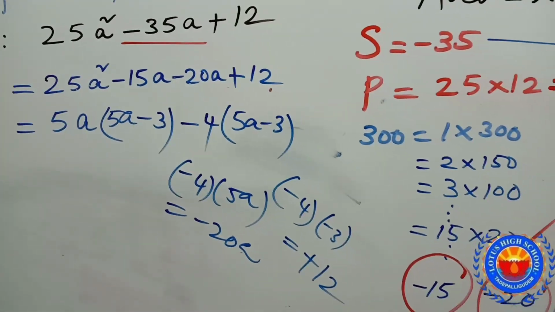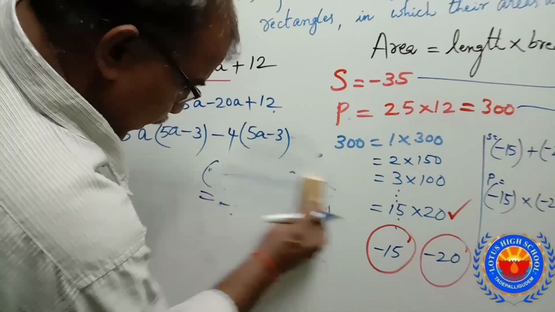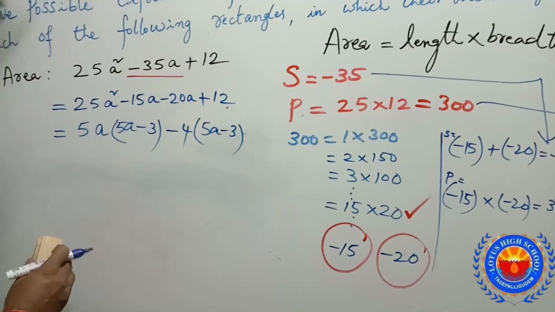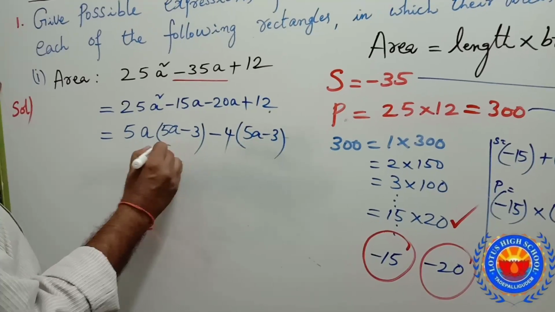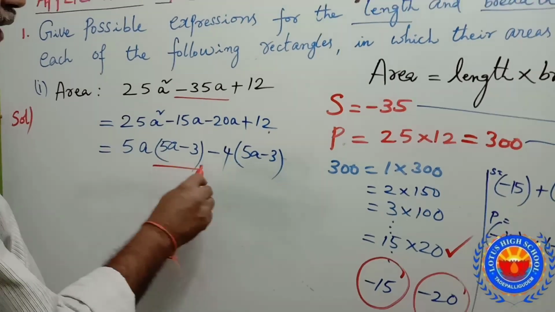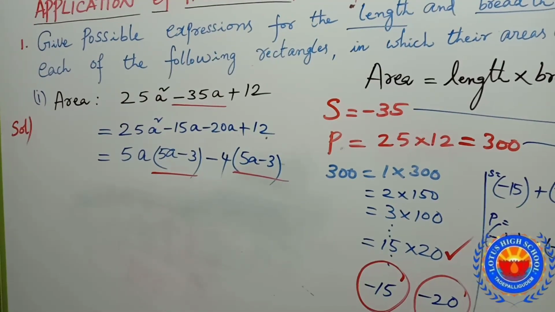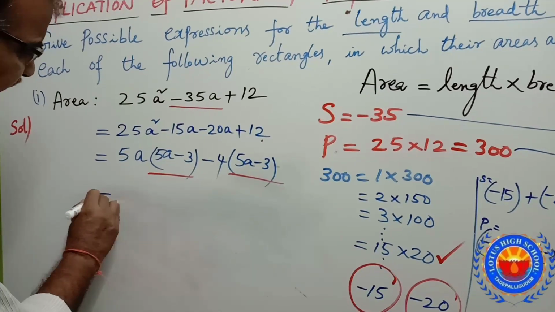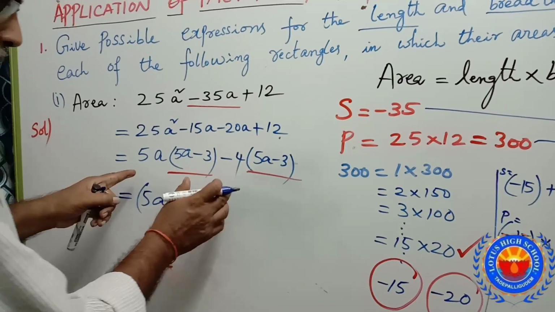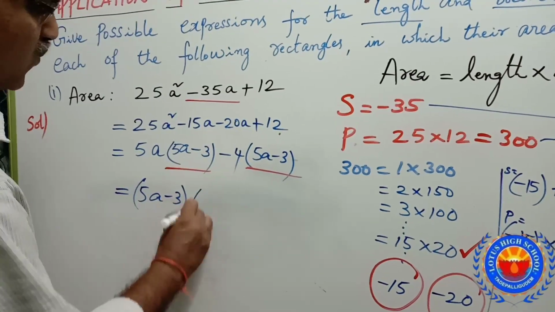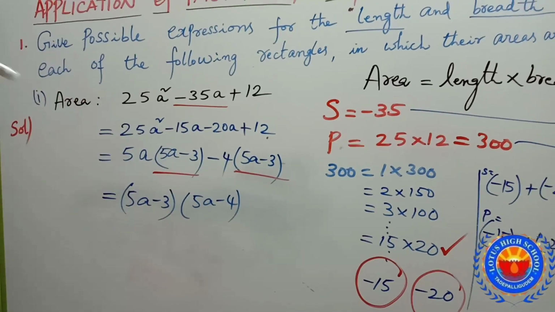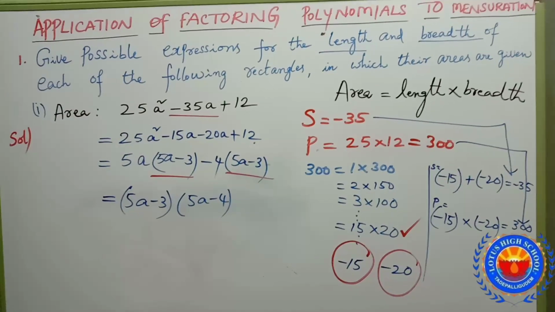Yes, okay, I got it. Now you know very well, many times we did this method. Here, 5a minus 3 is common. That's what first I will write, 5a minus 3, and the remaining is 5a minus 4. I did the factorization by using splitting the middle term.